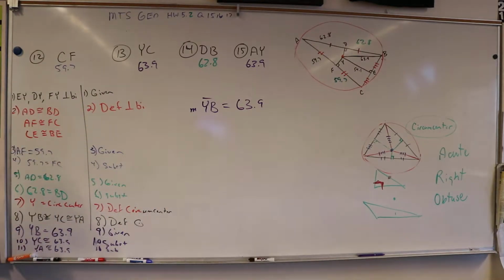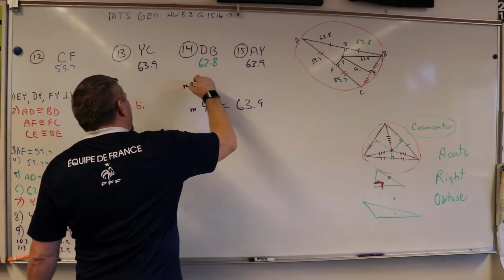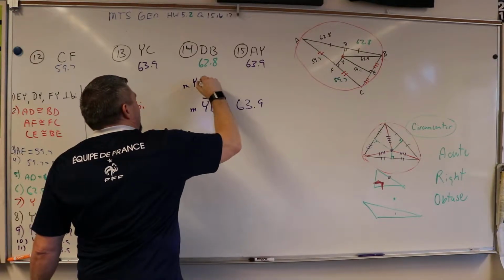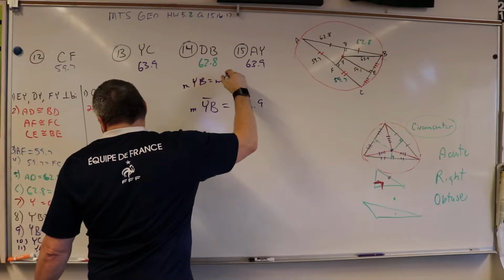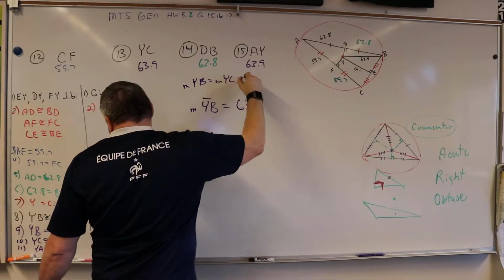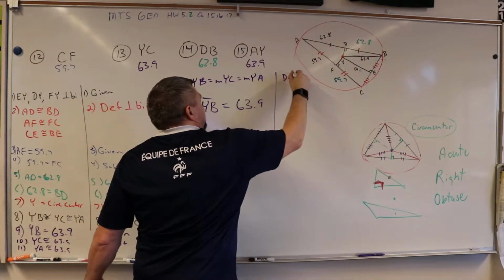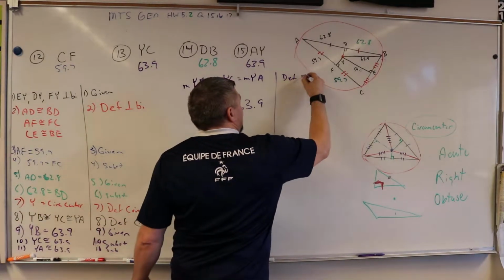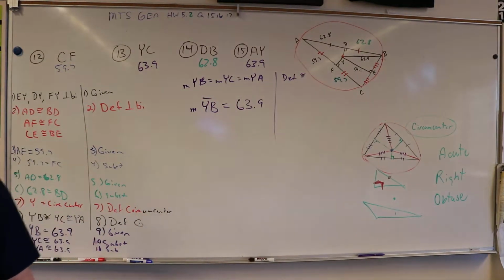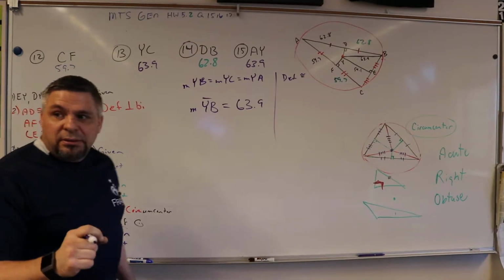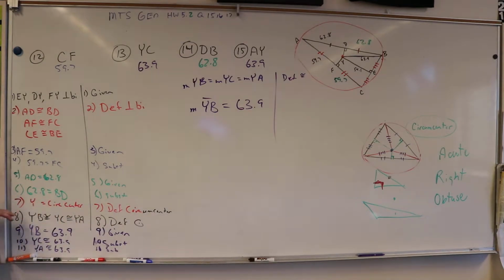63.9. So in essence, what we would have had to say is, because these are congruent, then their measures are equal. So the measure of YB is equal to the measure of YC, which is equal to the measure of YA. And that would be definition of congruency. Guys, are you listening? Yes. This would be definition of congruency. That's step 4, so that should be right here on 8. That should be your 9. I'm okay with skipping that right now.